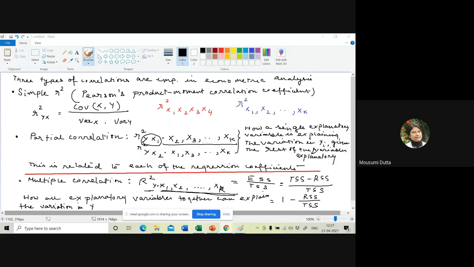However, in case of a simple regression model, none of these things will differ from each other, because you have a single explanatory variable only.